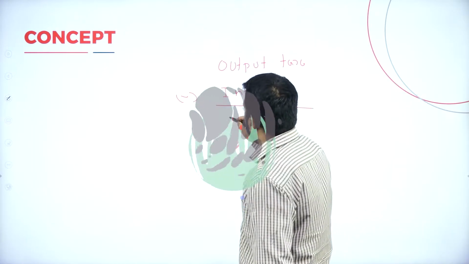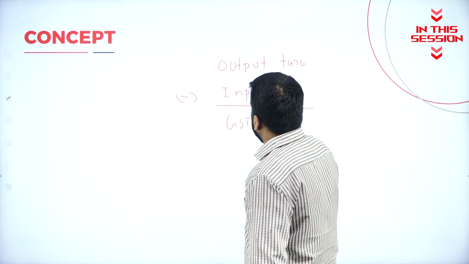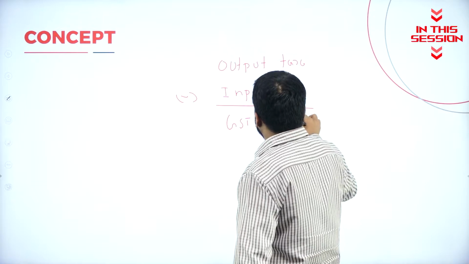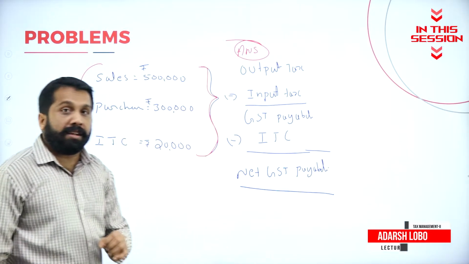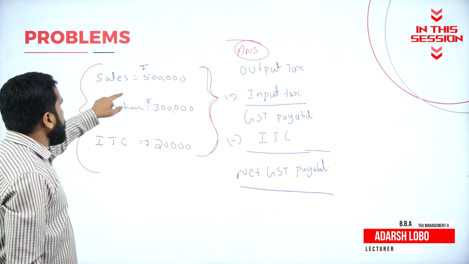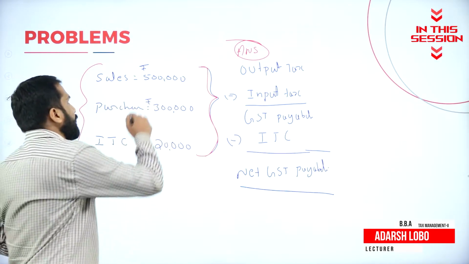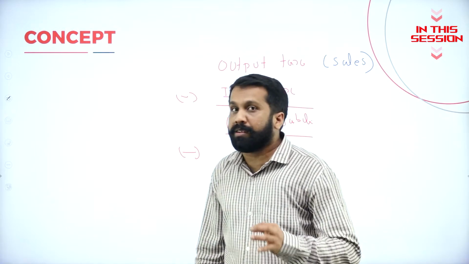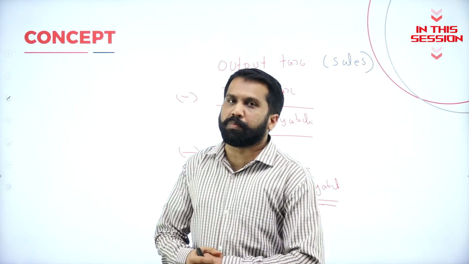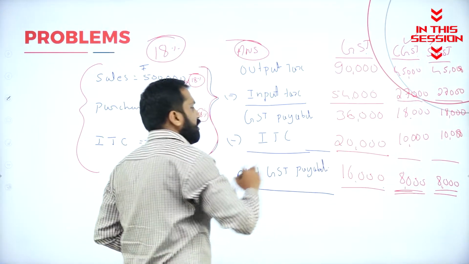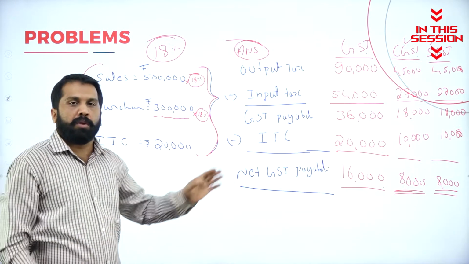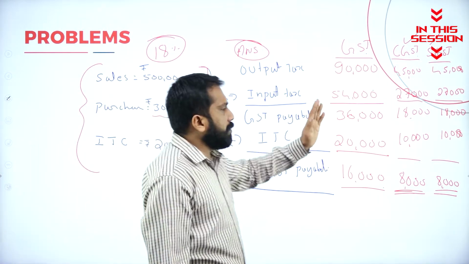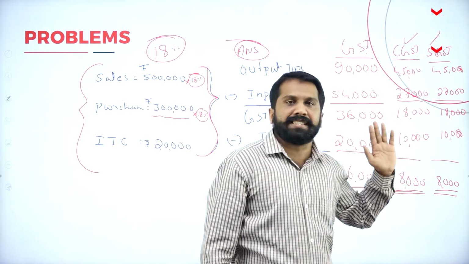Output minus input, that is nothing but your GST payable. Output tax: how to calculate your output tax? Simple one. Take your 5 lakh, assume that the tax rate is 18%. Your GST calculated on sales, we call it as output tax. Now, whatever GST payable, you have to split into two. One will be CGST and one more will be SGST.